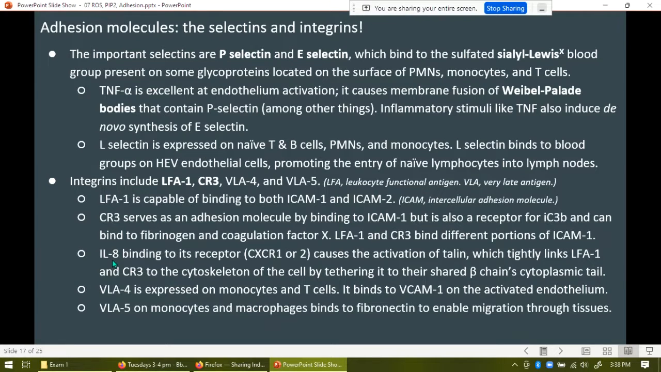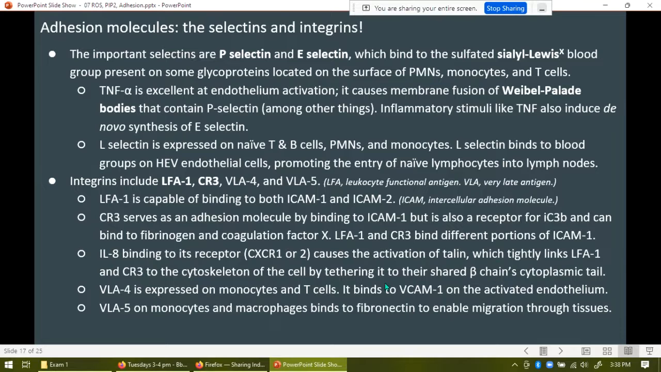Now, IL-8 is not only important as a chemokine, but it's also important as an upregulator of adhesion molecules. It binds to its receptors, CXCR1 and CXCR2, on neutrophils, and that causes the activation of a protein called talin. Talin's job is to tightly link LFA1 and CR3 to the cytoskeleton of the cell by tethering them to their shared beta chain cytoplasmic tail.